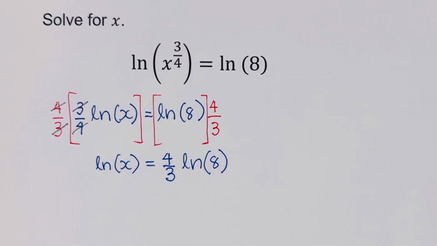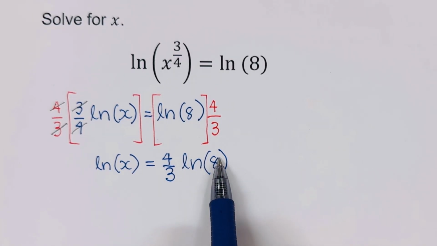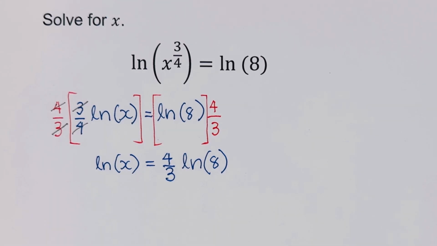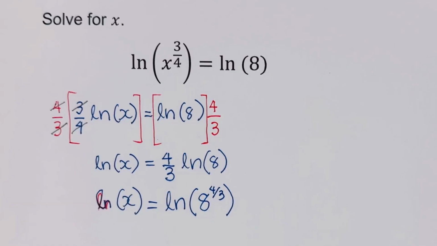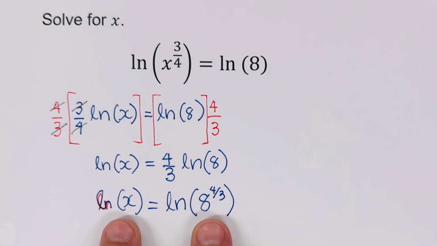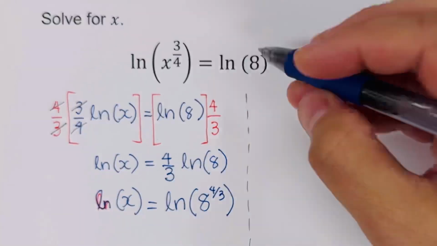So that we can use the power property of logarithm, this 4/3 can be placed as an exponent of 8. So our equation would come out. If you notice, both sides are equal, which means that their arguments are also equal, so we can set up x is equal to 8 raised to the power 4/3.